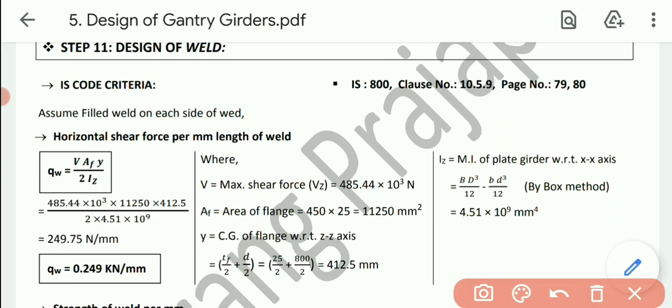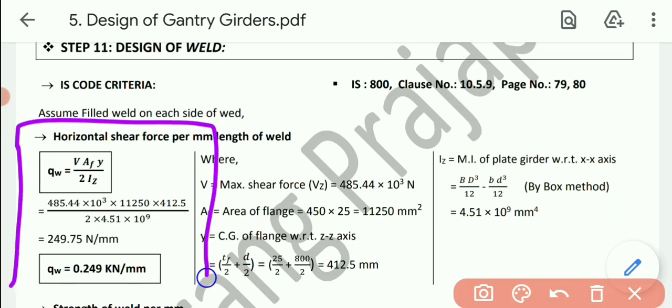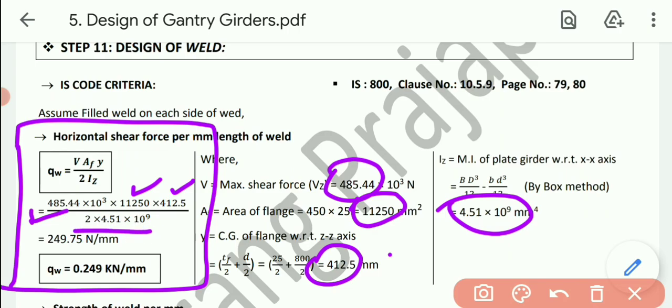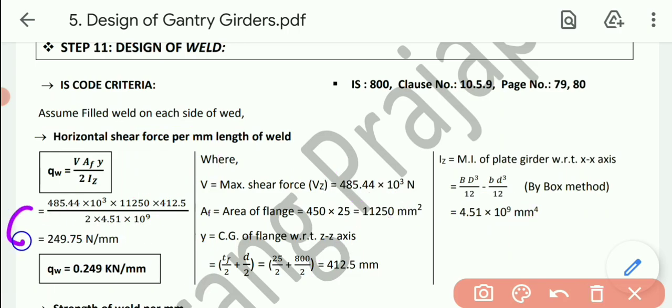So now we have all the values, so let's put this value in this formula. V is 485.44 into 10 raised to 3, converted into Newton. Area of flange 11,250. Y bar is 412.5 divided by twice IZ, that is 2 times 4.51 into 10 raised to 9. By simplifying, I will get the answer 249.75 Newton per mm. Let's convert it into kilonewton per mm. So that's our requirement criteria.